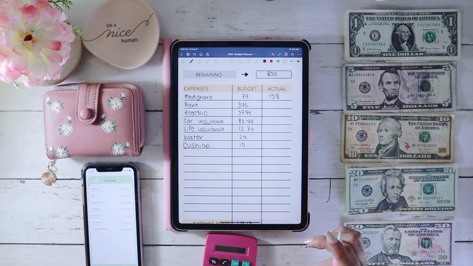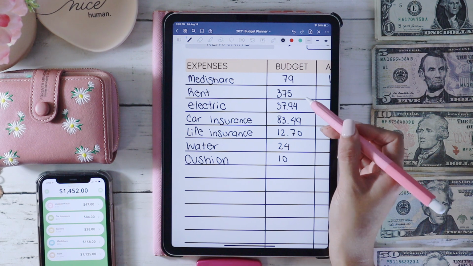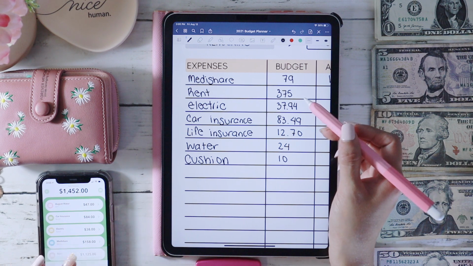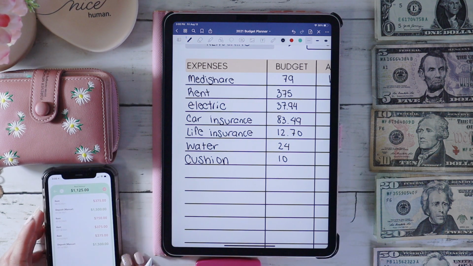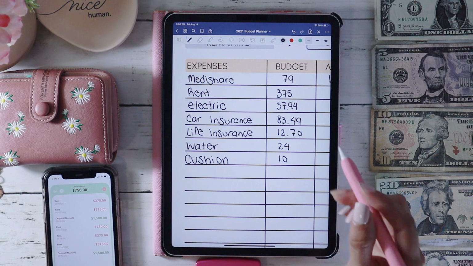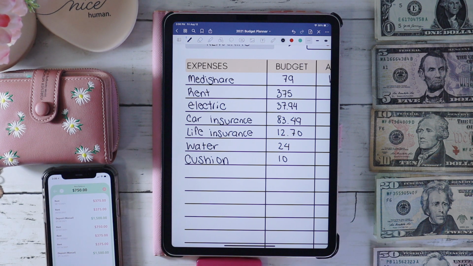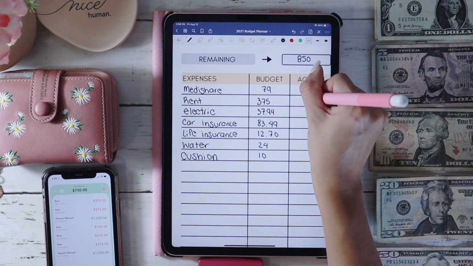Let me actually zoom you guys in just a bit. Our rent, we had set aside $375. So I'm gonna go into this rent section here on my app, and this is where I track all of these expenses. So far we've allocated $750 towards our rent.